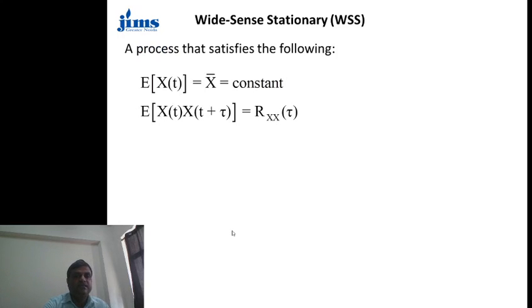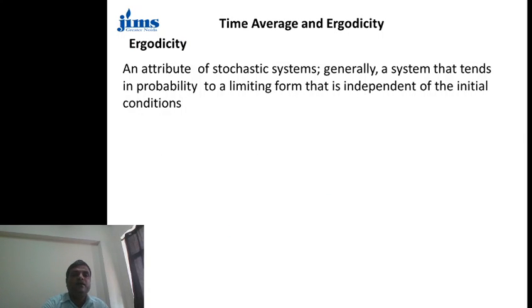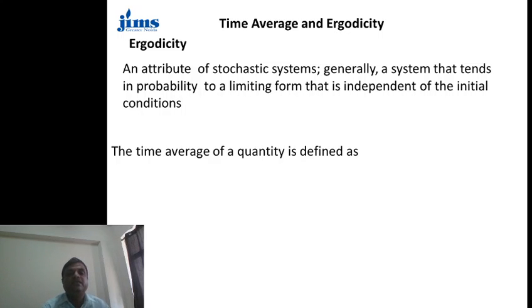Then what is a wide sense stationary process? A process that follows these two conditions is called a wide sense stationary process. A second order stationary process is a wide sense stationary process, but the converse is not true: a wide sense stationary process is not necessarily second order stationary. Then ergodicity is an attribute of a stochastic system, generally a system that tends in probability to a limiting form that is independent of the initial condition.